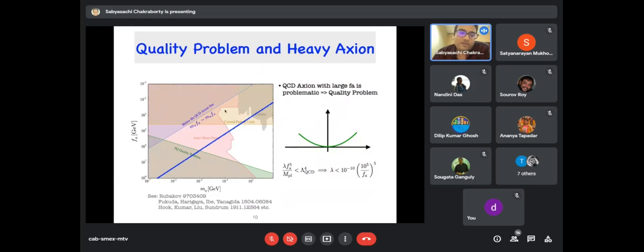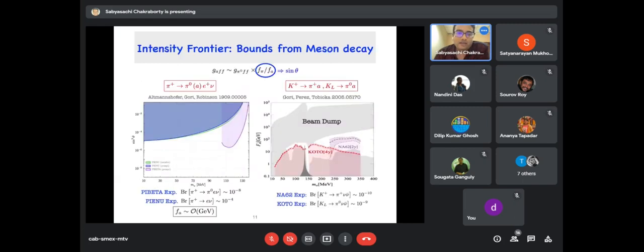However, before going into the details of the work, let me talk very quickly about how these lines, these bounds, are obtained. I'll mostly focus on the intensity frontier. Of course, there are astrophysical bounds as well, which constrain lower mass axions, and these are from star cooling effects and so on. At the intensity frontier, firstly, I'll talk about how pion physics can constrain axions.